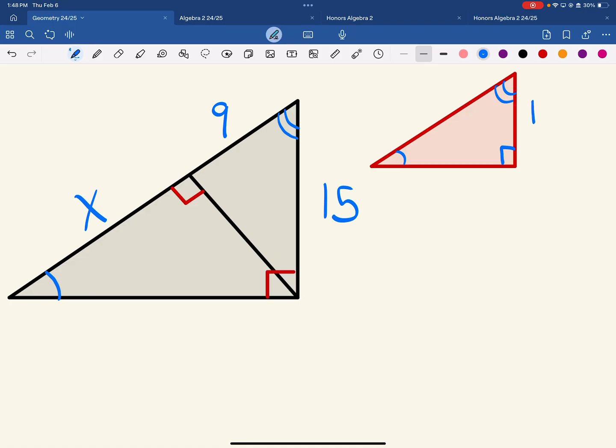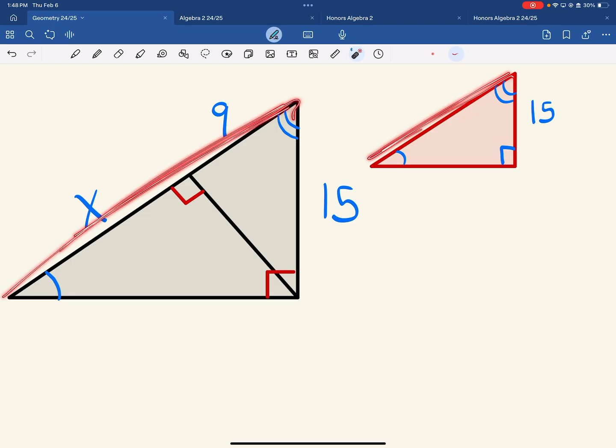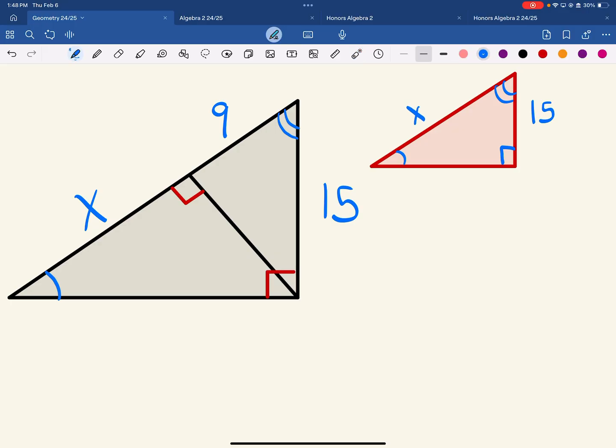I also know this length. These two sides correspond to each other. And then I also have this and this whole thing. How do I represent that whole thing? X plus 9. This whole thing is going to be x plus 9. It's the small part plus the small part. Okay, so we've got our first triangle made.